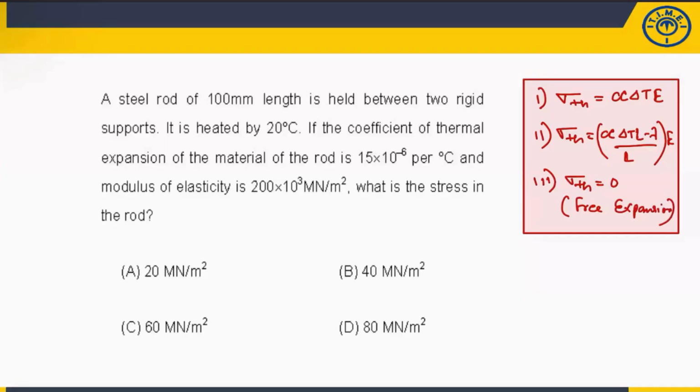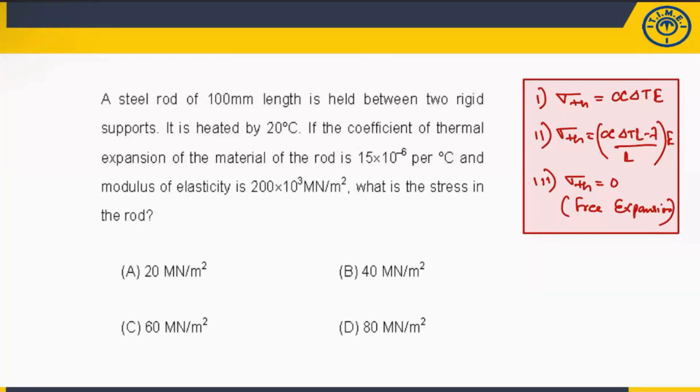A steel rod, read the question. The data is given already. Alpha value is given. Modulus of elasticity is given. And the length is also given. Everything is given. You have to calculate the stress value in the rod. Read the question and try to solve. Once you get the answer, please let me know.